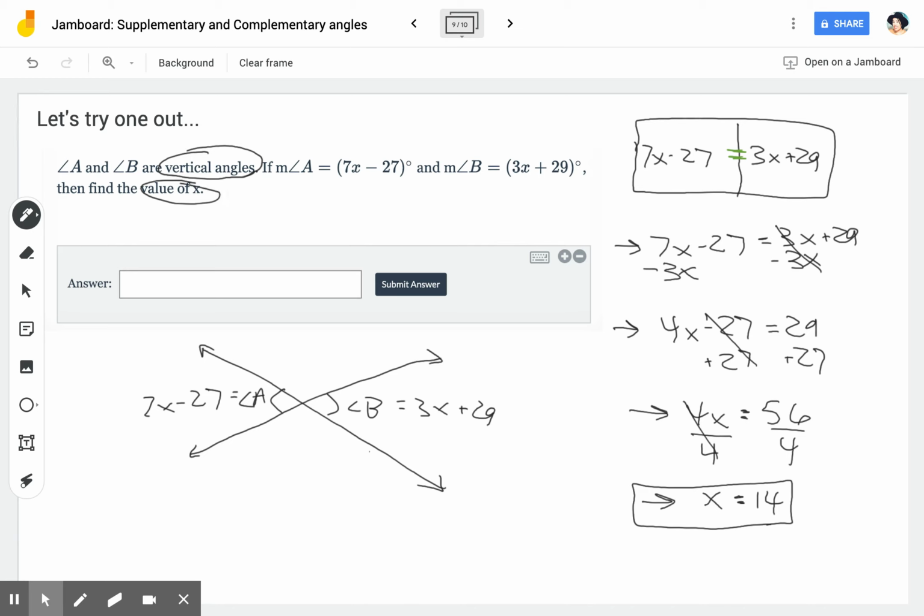Now here they're only asking us for x, so it's okay. We can put that x is equal to 14.